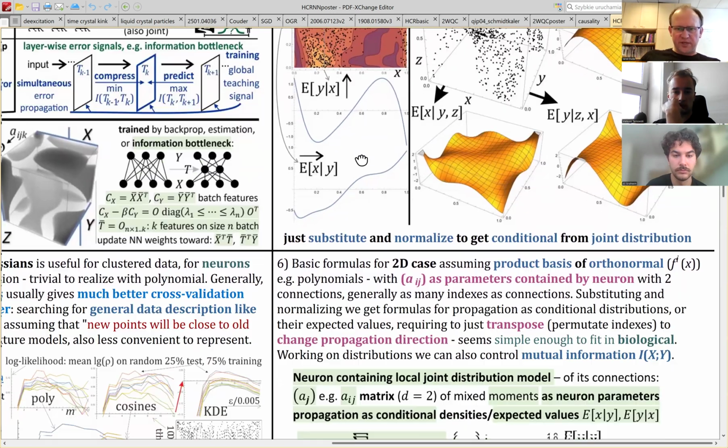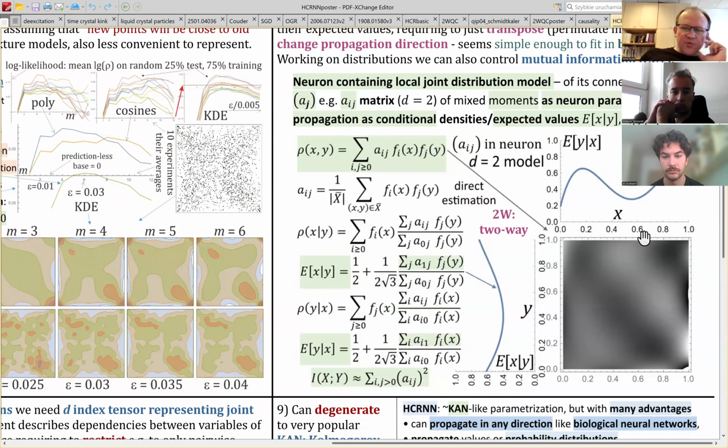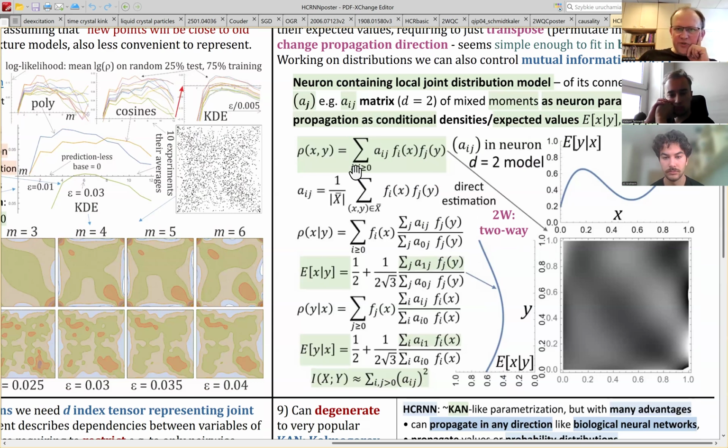The formulas in this representation turn out very simple, so let's look at them. The basic formulas are like here. It's saying that this joint distribution is just a linear combination. It's very convenient to use orthonormal basis like polynomials. Then one way to estimate the parameters is just direct estimation. Very cheaply, we can estimate the parameters of this polynomial, like here. Then having this model, we can easily find conditional. So just substituting y and normalizing, we get this formula for the conditional distribution of x knowing y. Then taking expected value, we can get a conditional expected value. So we can now propagate values, and we get propagation of value and of probability distribution.